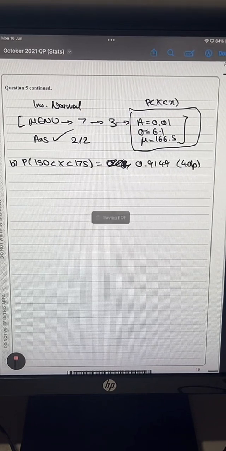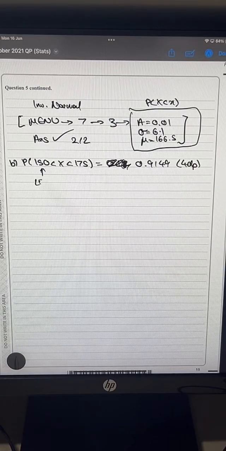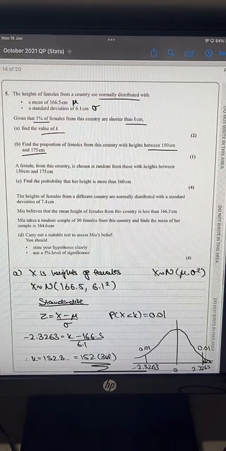So in the calculator this time, you would put your lower bound as 150. You put your upper bound as 175, and you put the same mu and sigma as you have been doing the entire time here. Okay, part C.